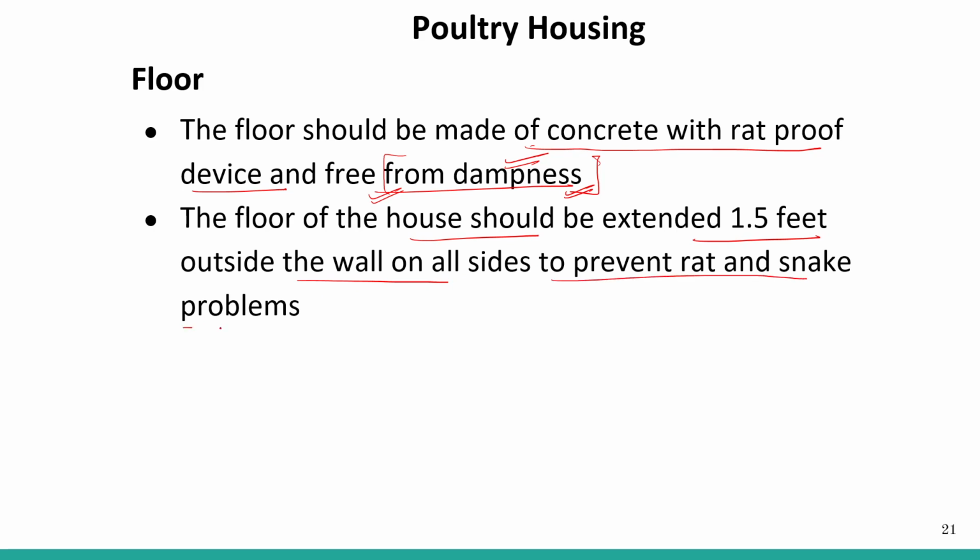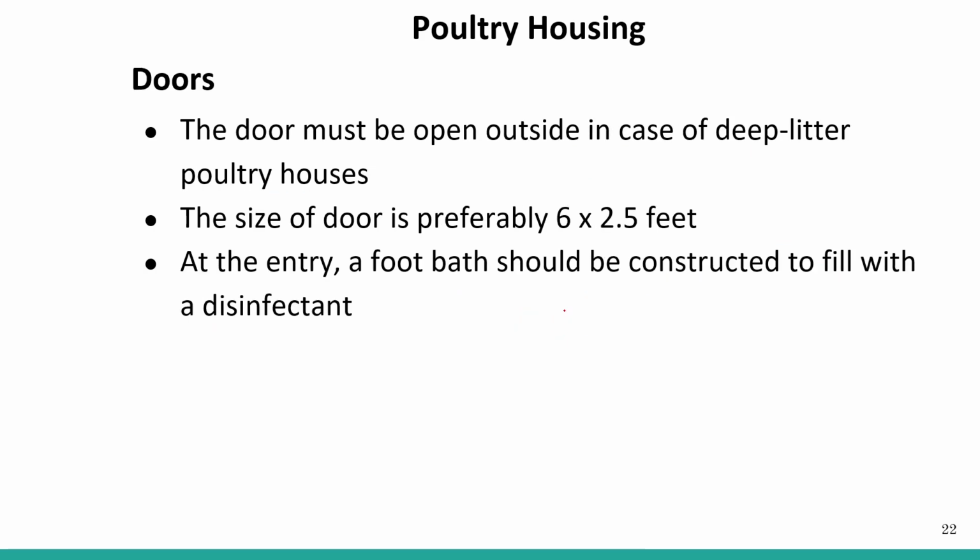rat and snake problem. So to prevent rat and snake problem, there should be an extended 1.5 feet outside the wall on all the sides of the floor, so that no rat or any type of snakes could enter this poultry house.